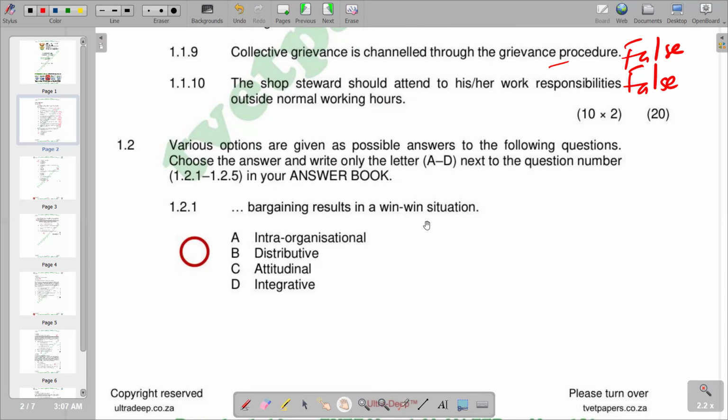So obviously, a win-win situation is that both parties are going to have value at the end. According to the statement, the correct response is integrative bargaining. Remember, in integrative bargaining, we have parties working together to find a mutually beneficial solution. It requires collaboration and trust so that parties can create value. So that makes D the correct response.